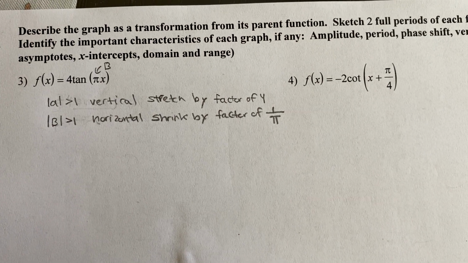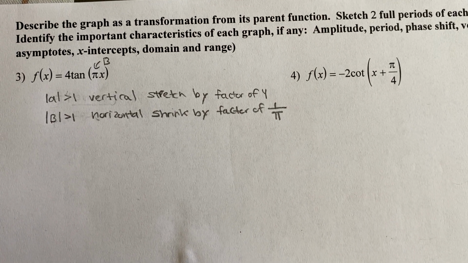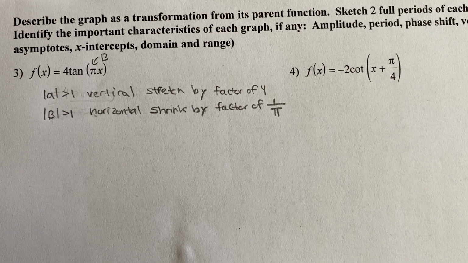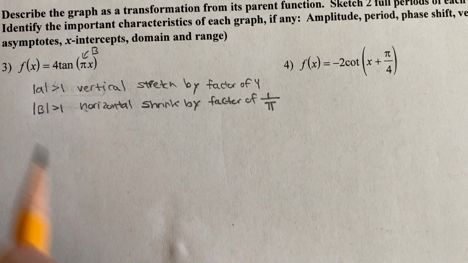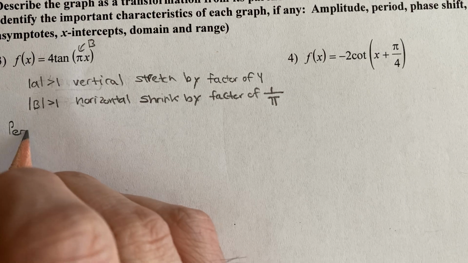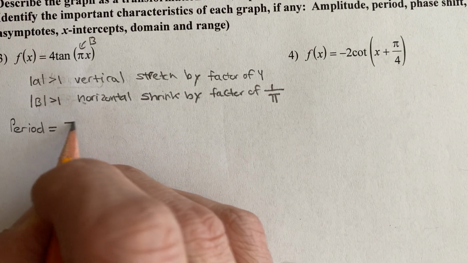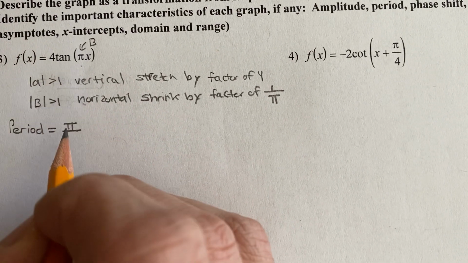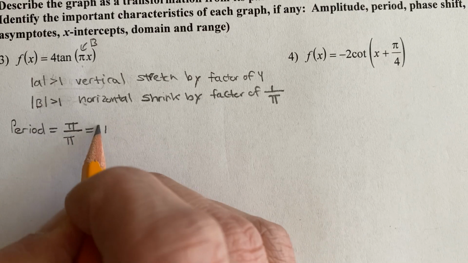Okay, so now how do I actually graph it? How do I get the important characteristics? The first thing I'm going to do is calculate the period. The period, as I mentioned, is just pi over B, and the B in this case is just pi. So the period of this function is 1.